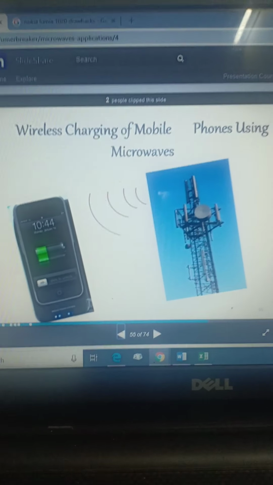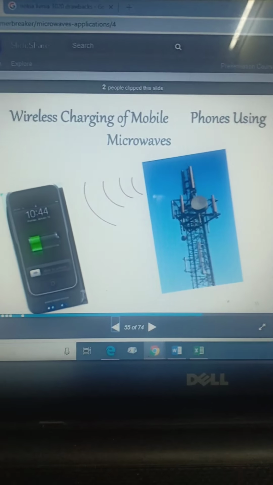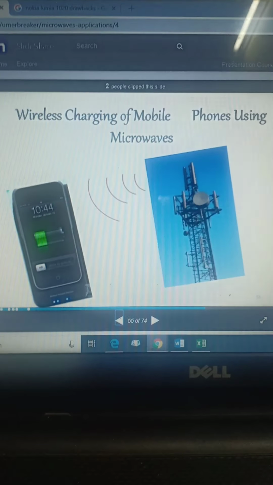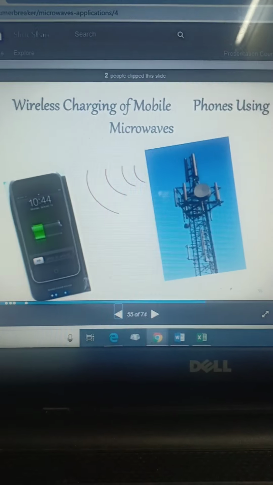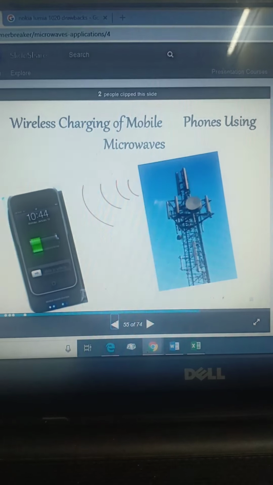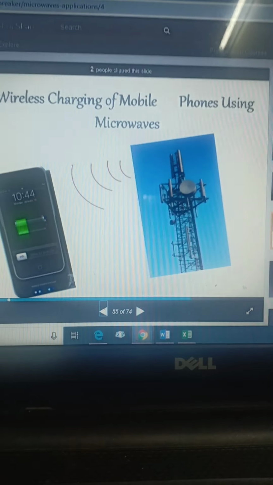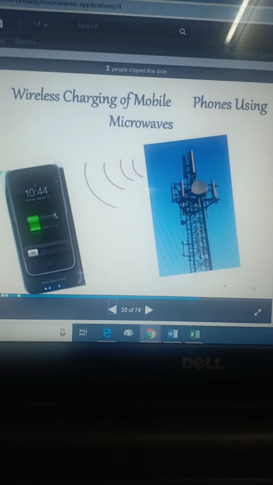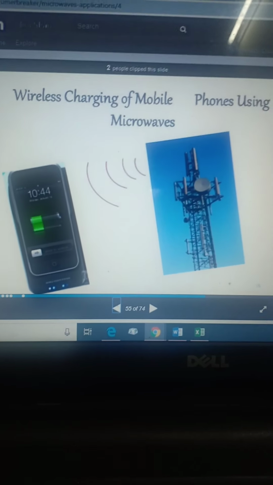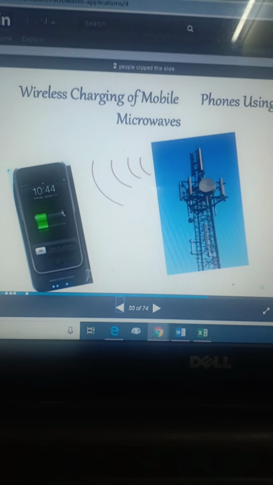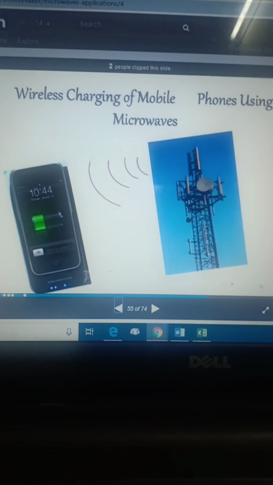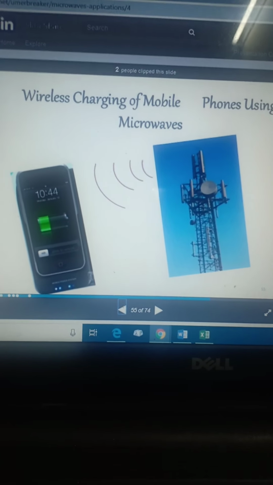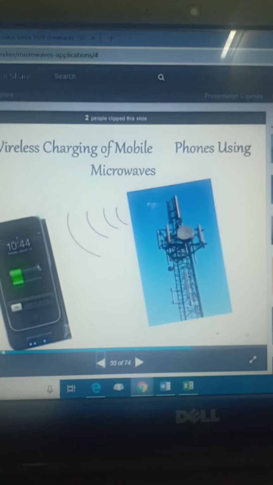Good evening, students. Now let us discuss a case study problem on the microwave engineering subject. The topic is wireless charging of mobile phones using microwaves. Normally, we require a charger whenever we go outside to charge our mobile phones. This can be avoided if we have an option to charge the mobile phones with wireless charging. There is no need to carry chargers wherever we go.